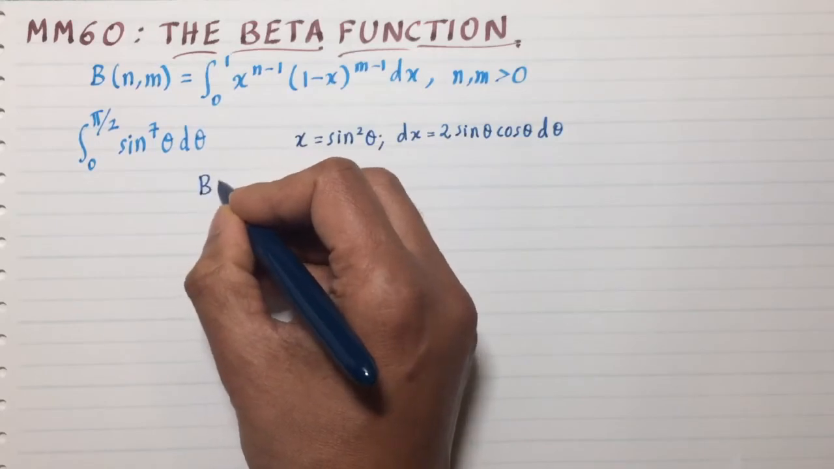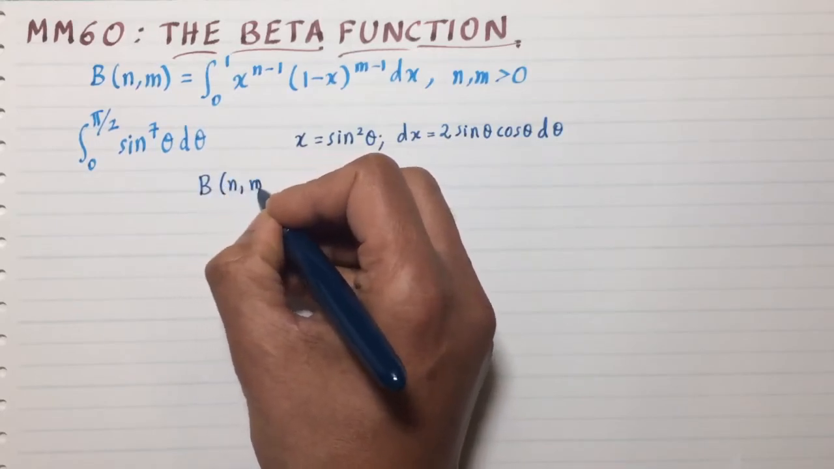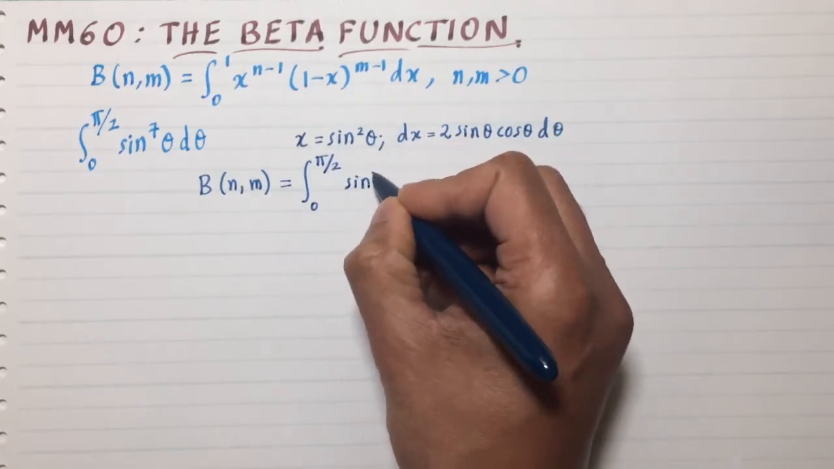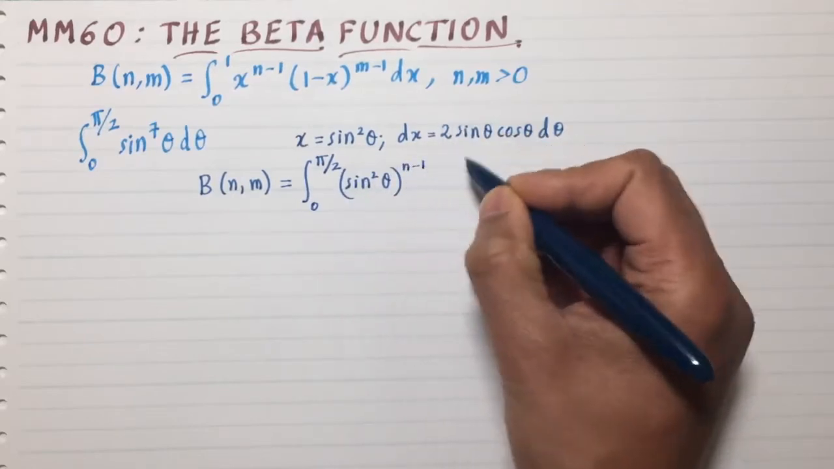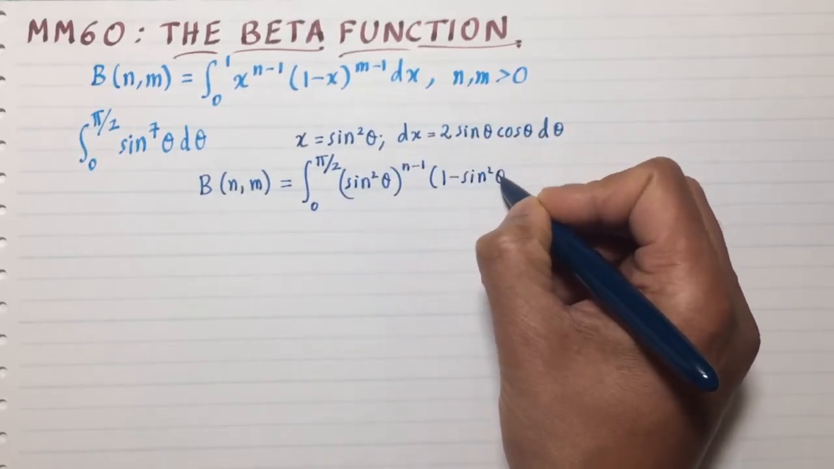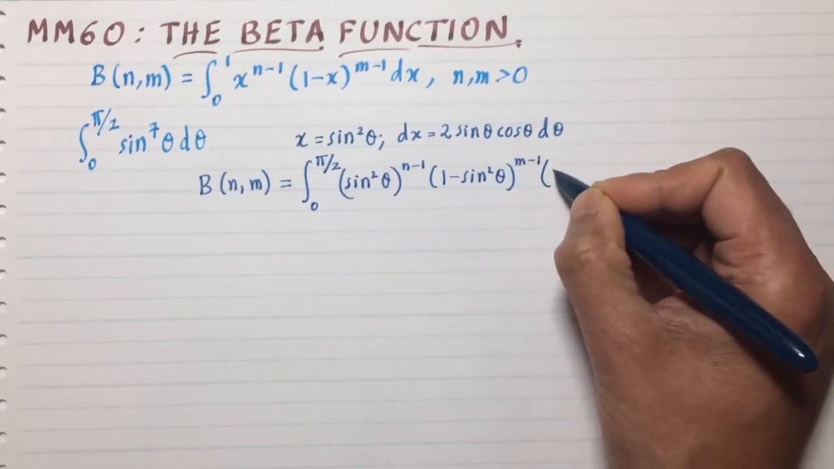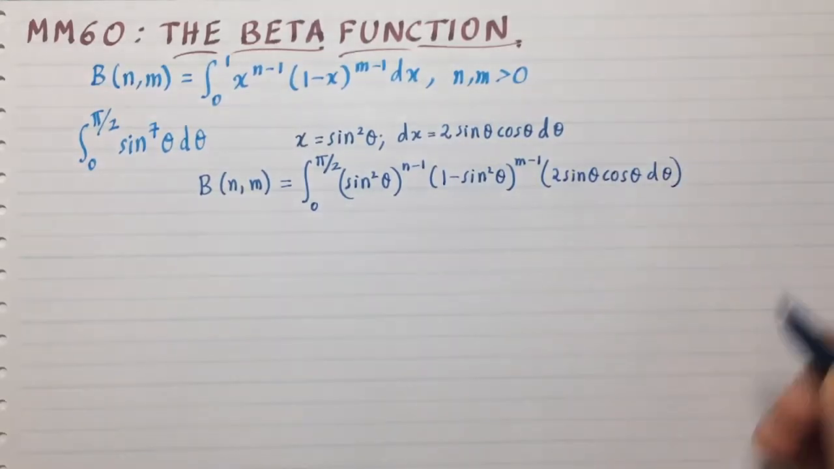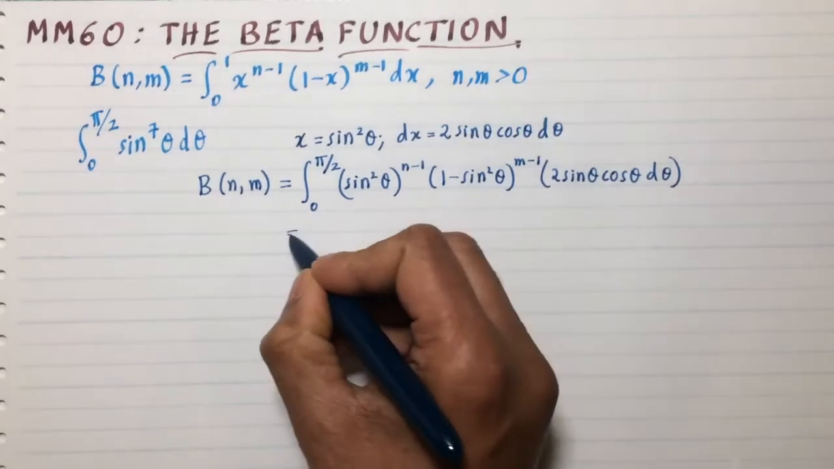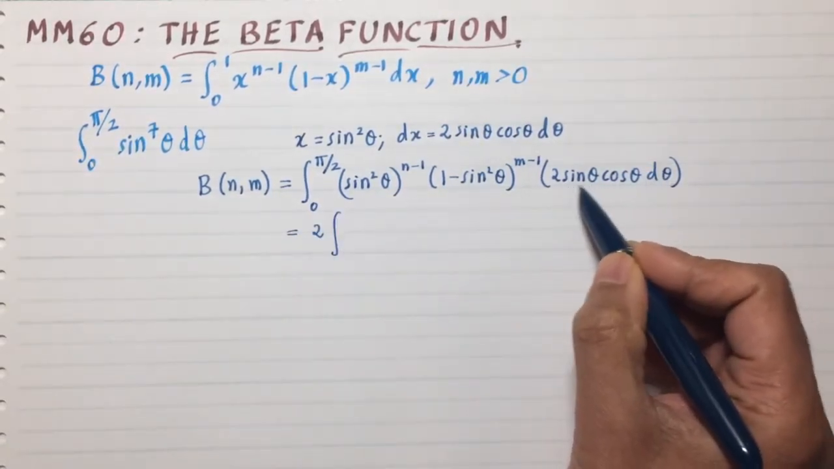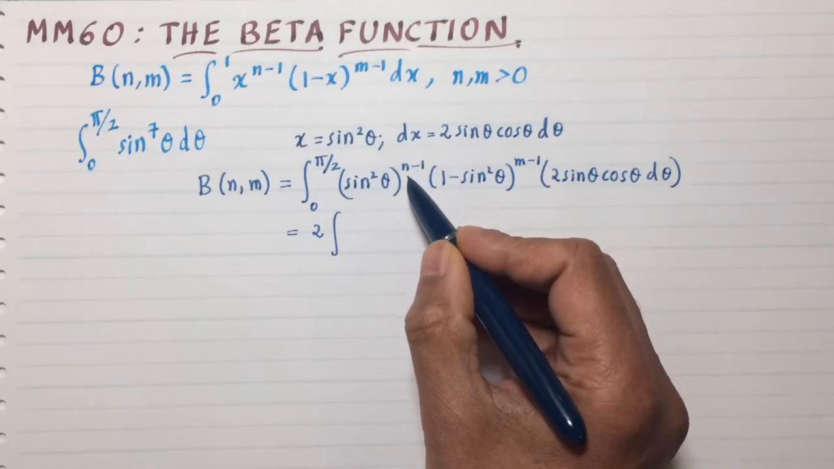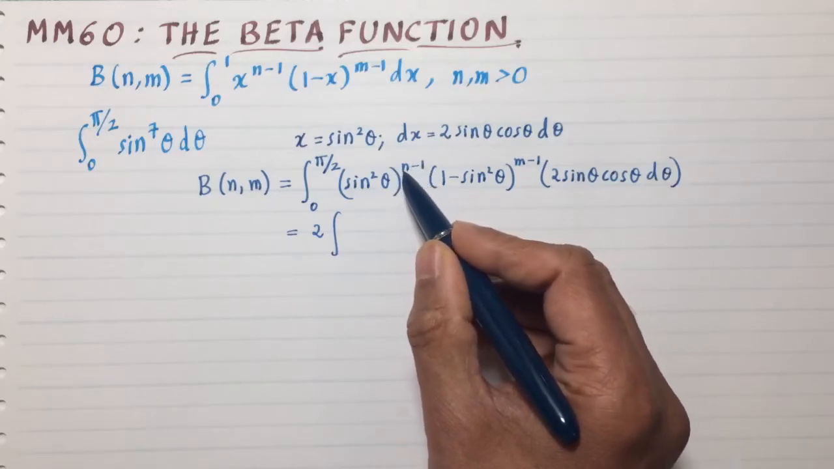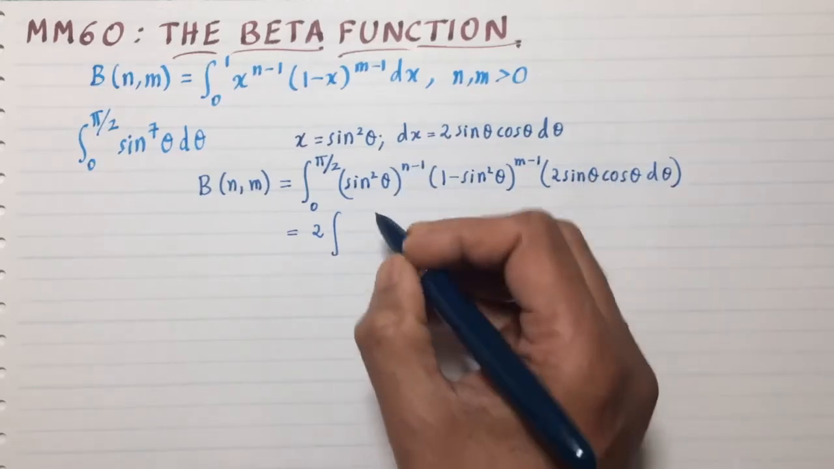So let's write what beta of nm is with this new substitution. It's going to be integral 0 to pi over 2 sine squared theta to the power n minus 1, 1 minus sine squared theta to the power m minus 1 times 2 sine theta cosine theta d theta. Well, that's already looking pretty good. The 2 comes outside. Now I have an extra power of sine theta which goes and makes this. There's already 2 multiplies n minus 1 to give me 2n minus 2, but then there is a sine theta, so that becomes 2n minus 1.